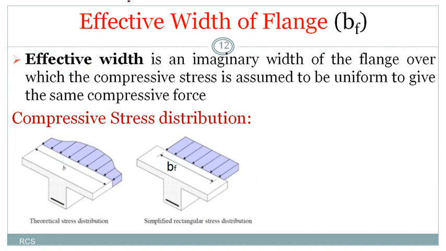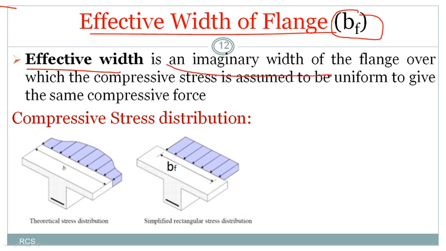Next we have a very important topic, effective width of the flange. Generally this will be designated with b suffix f. So what is the definition of effective width of the flange? It is very important with respect to design and analysis. It is the imaginary width of the flange over which the compressive stress is assumed to be uniform, to give the same compressive stress along the effective width of the flange.